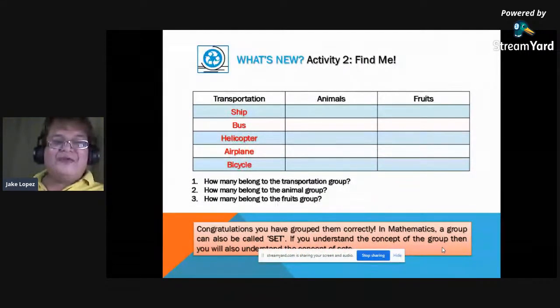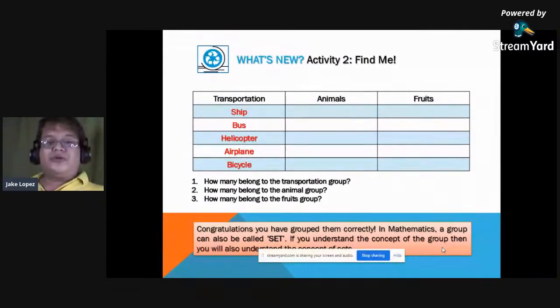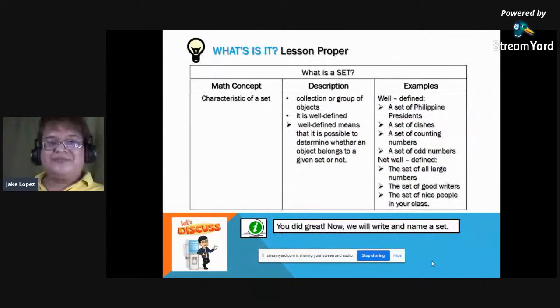Number two, how many belong to the animal group? That depends on your answer. And number three, how many belong to the fruits group? Okay, so congratulations if you have answered the columns. You have grouped them correctly. So in mathematics, a group can also be called a set. If you understand the concept of the group, then you also understand the concept of sets. All right. So let's proceed.